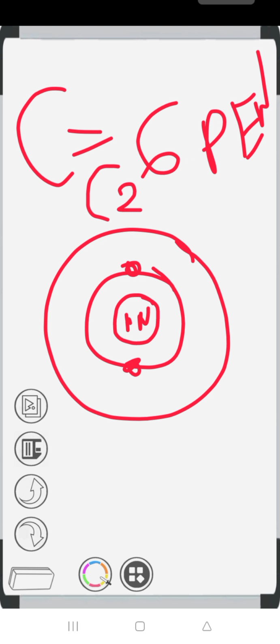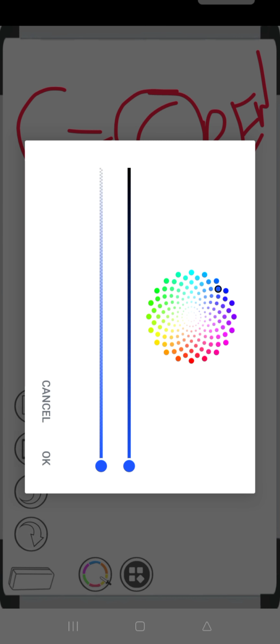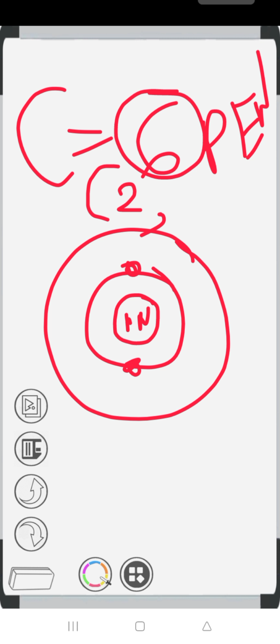First orbit में है 2 electrons, okay, then atomic number तो 6 है, atomic number of carbon is 6, so 6 minus 2 is 4. तो first orbit 2 electrons, second orbit 4 electrons.